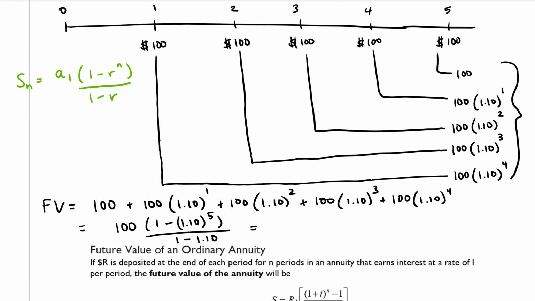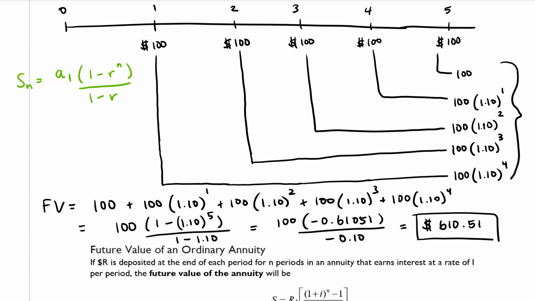So I'm going to go ahead and throw that into my calculator. So I went ahead and threw that expression into my calculator, and so at the end of the 5-year period, in our account, we will have $610.51.